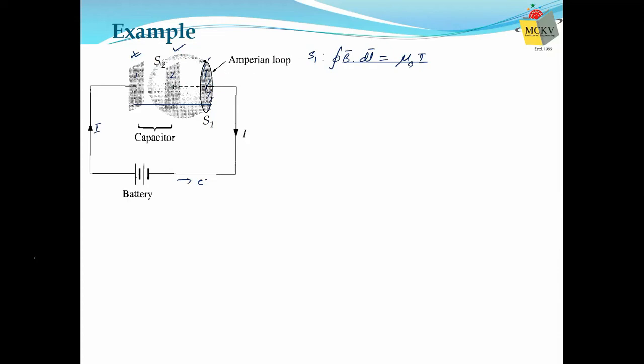Whereas if I consider another surface S2, hemispherical, this surface. Now I am observing this whole thing. Is there any current passing through this? No, because this region is vacuum. There is no wire attached. So in this case, if I use the closed integral B dot dl, Ampere's law, then mu naught times total current is 0. That was the inconsistency.